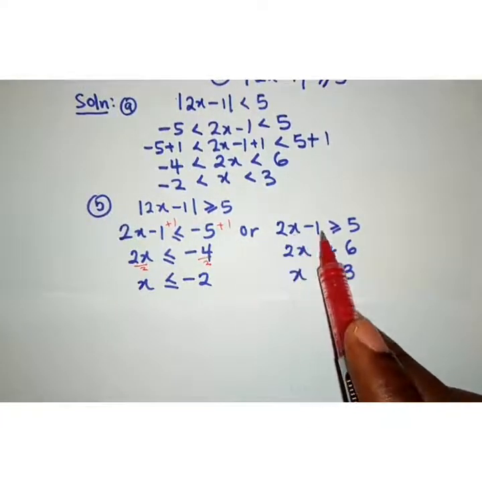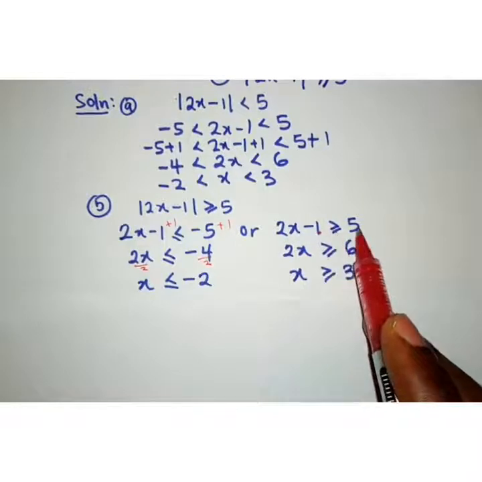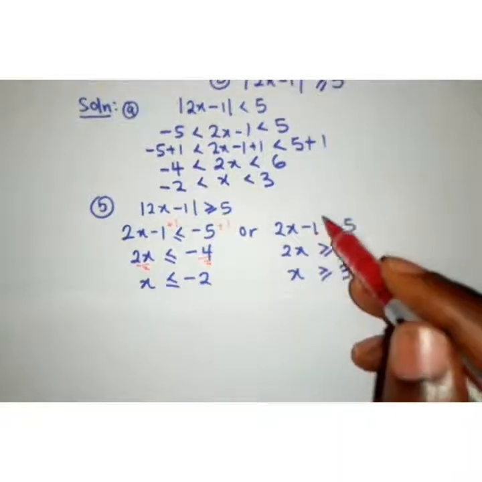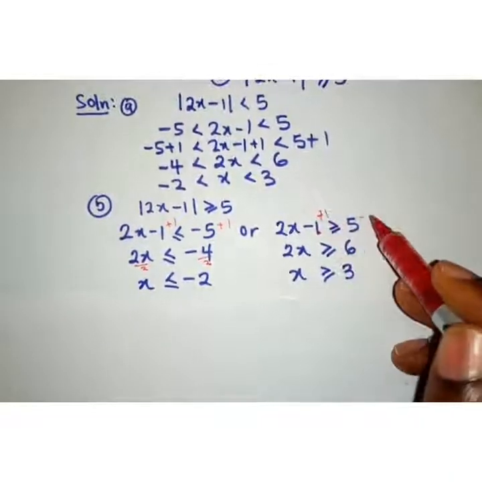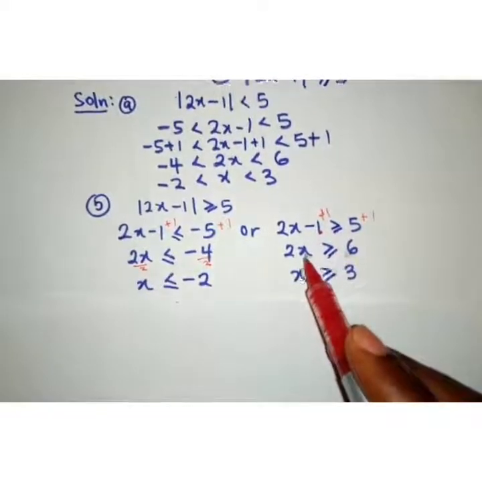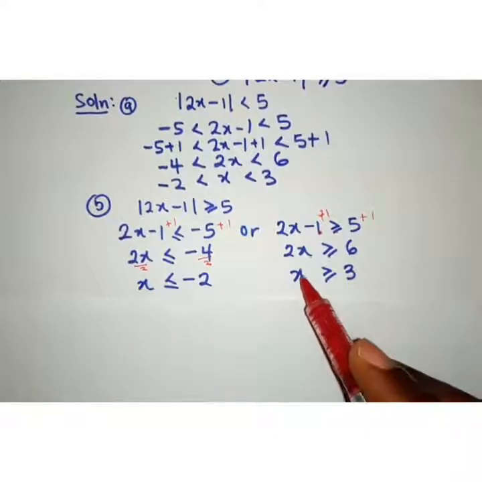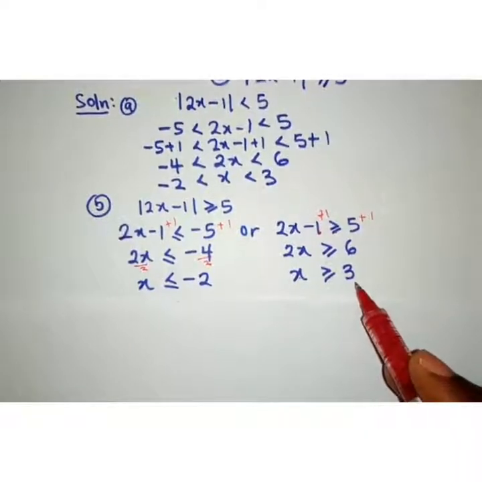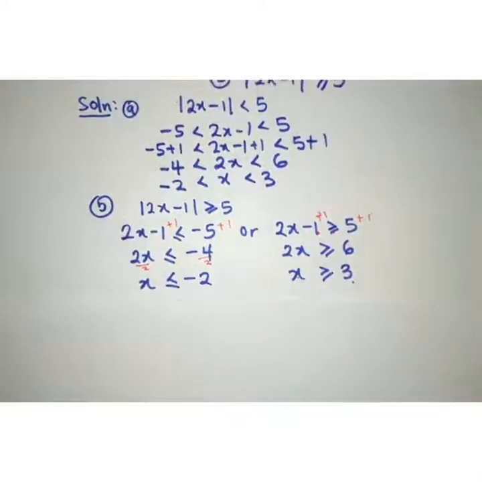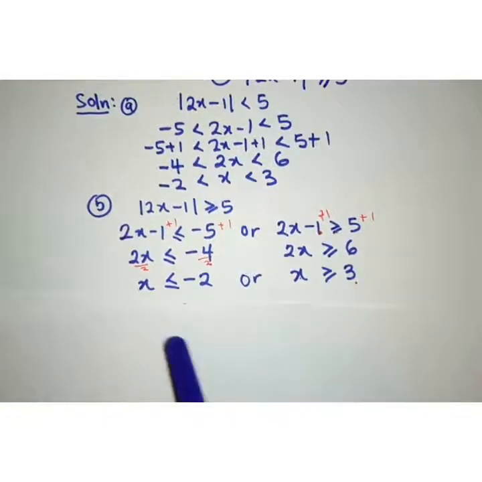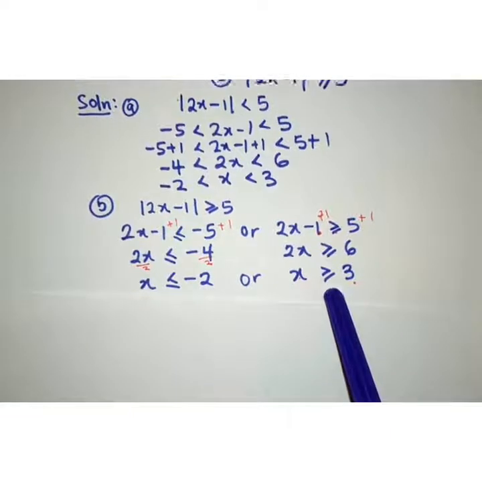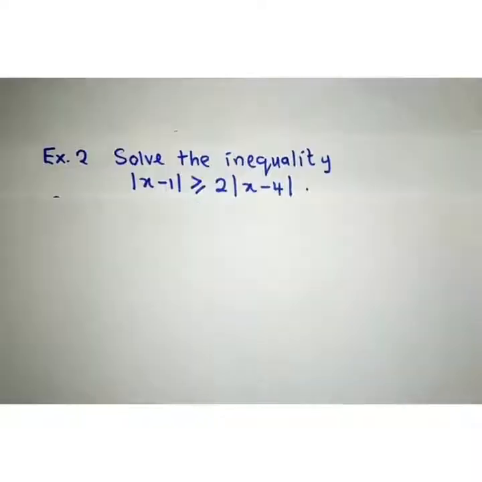Or 2x minus 1 is greater than or equal to 5. We add 1 to both sides, plus 1 plus 1. So we have 2x here, 5 plus 1 gives us 6. And we divide both sides by 2. We have x greater than or equal to 3. So the solution to this is x less than or equal to minus 2 or x greater than or equal to 3.